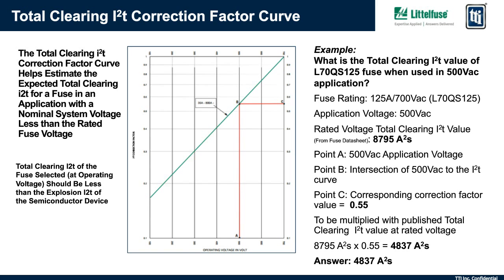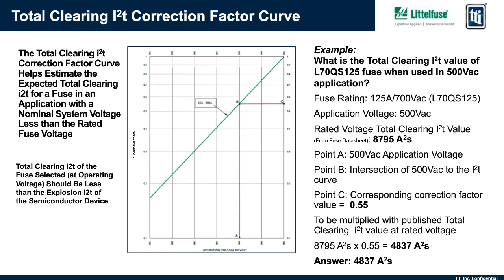Again, the sum of the melting I squared T and arcing I squared T equals the total clearing I squared T. The total clearing I squared T value that is typically published on a product's data sheet is given at the fuse's rated voltage. But the total clearing I squared T is voltage dependent. Which means that the clearing I squared T for a product varies by system voltage, but it's only usually published at the product's rated voltage. So for voltages lower than the rated voltage, the total clearing I squared T can be determined using an I squared T correction factor curve.